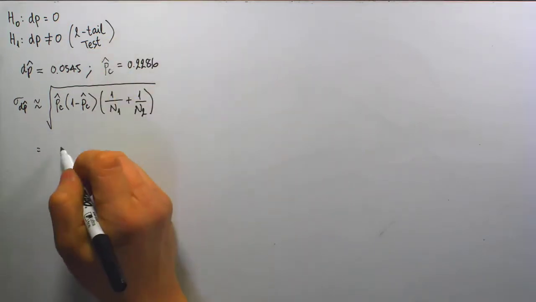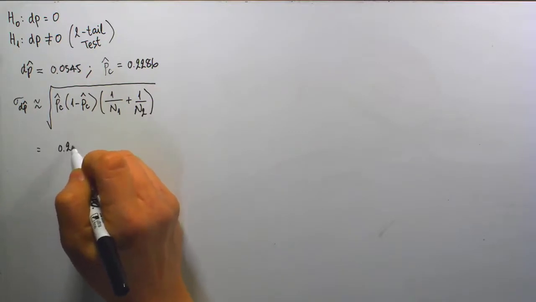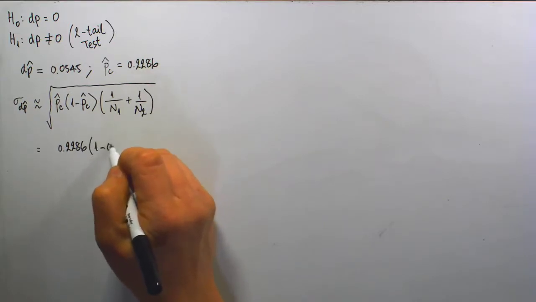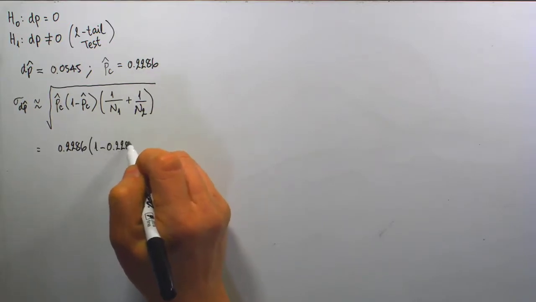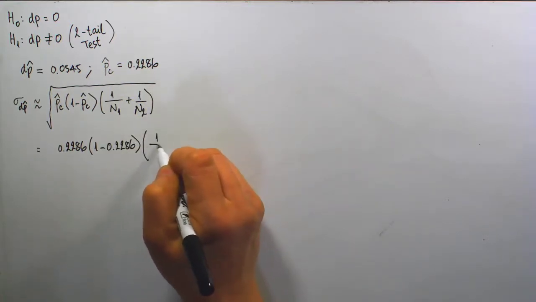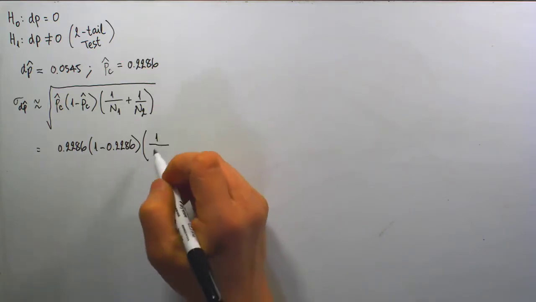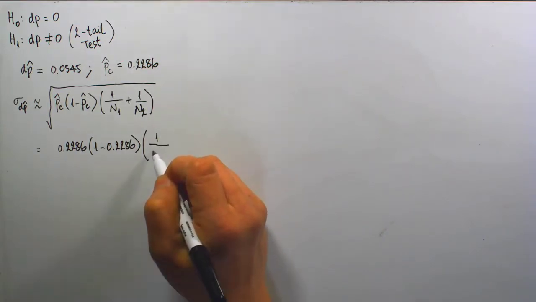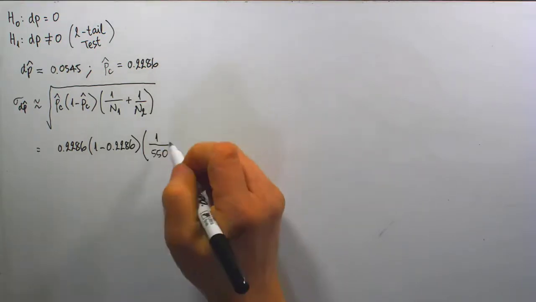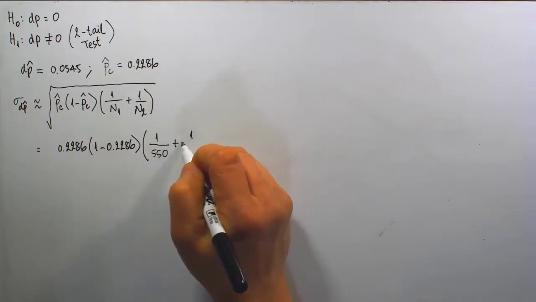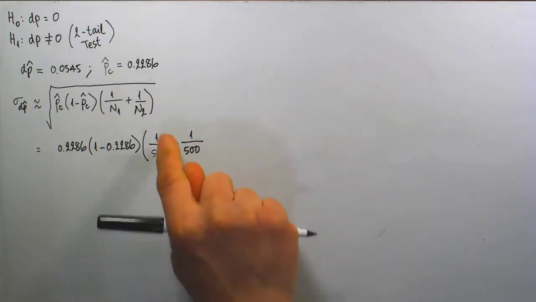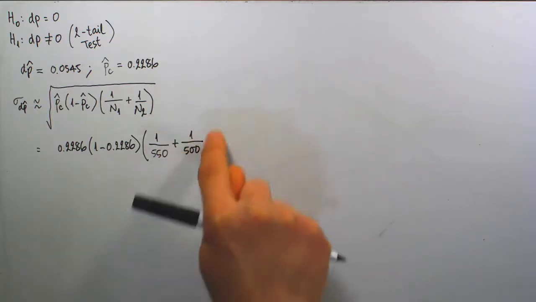So here I'm looking at 0.2286, substitute it in, multiply with 1 minus 0.2286, multiply with now our sample size N1 from the information that I've listed earlier. That was 550 for sample 1 from population 1. And the sample size that I have picked from population 2 was 500. So now what I have here is 1 over 550 plus 1 over 500.